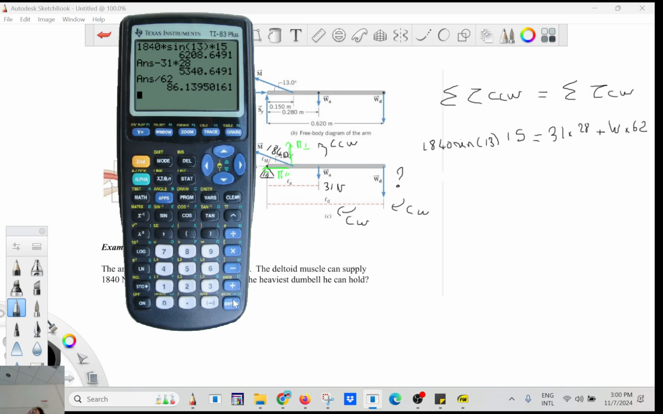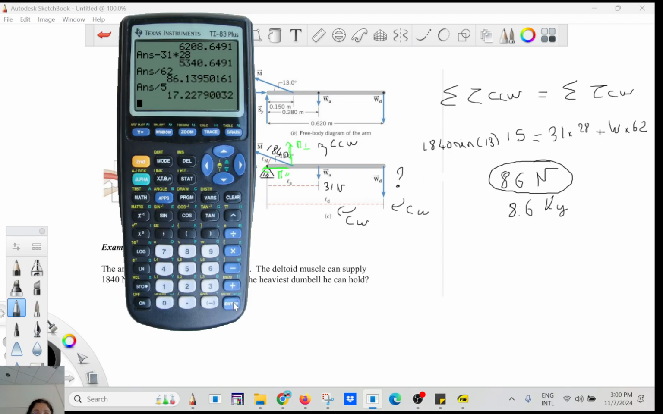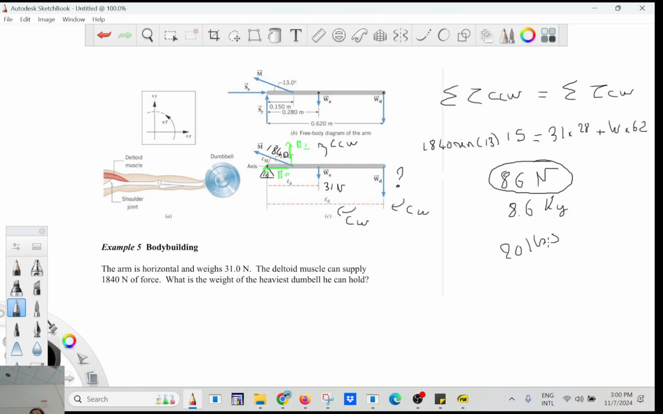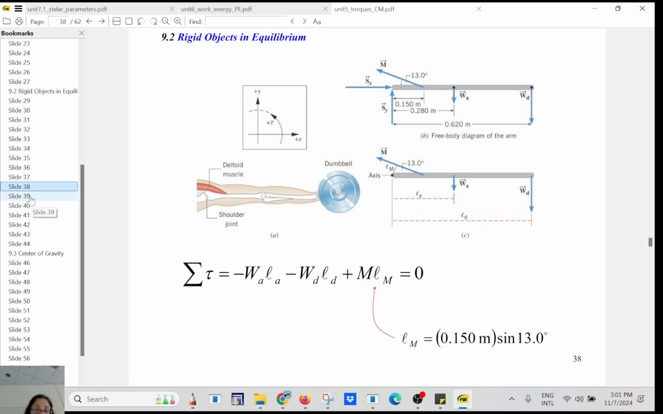86. Did you get 86? Okay, so it should be 86. So 86 Newton. And 86 is about, I don't know, 20 pounds. That makes more sense than 200 pounds. I have to find out the force in pounds. Any question? Do you agree?